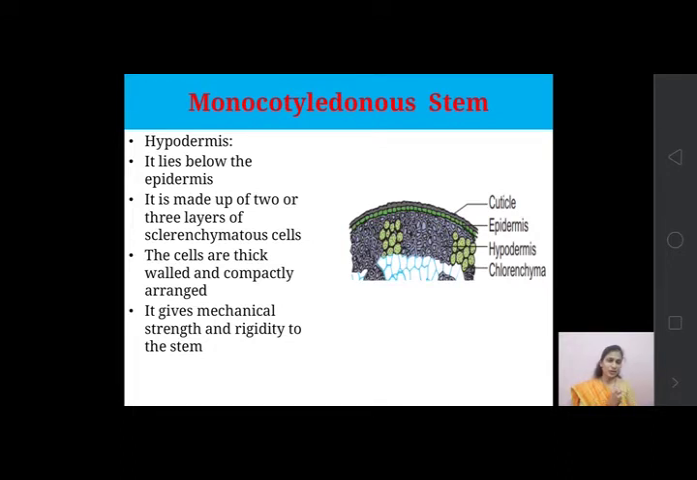Okay, so the hypodermis, which is present just below the epidermis, in this figure we only focus on the hypodermal region. So this hypodermis is a multi-layered structure, and the wall of this layer is somewhat thickened. Okay, so it is made up of 2 or 3 layers of sclerenchymatous cells also. So these green cells are the collenchymatous, and the remaining patch is made up of sclerenchymatous cells.